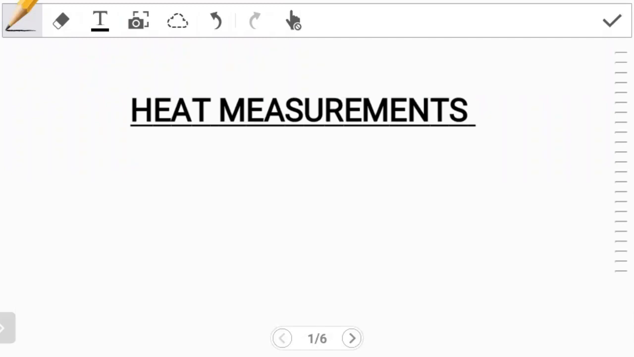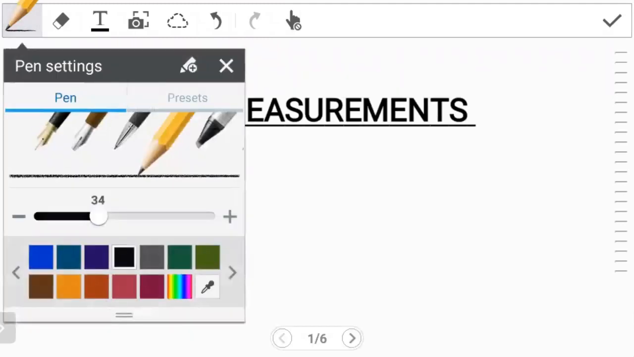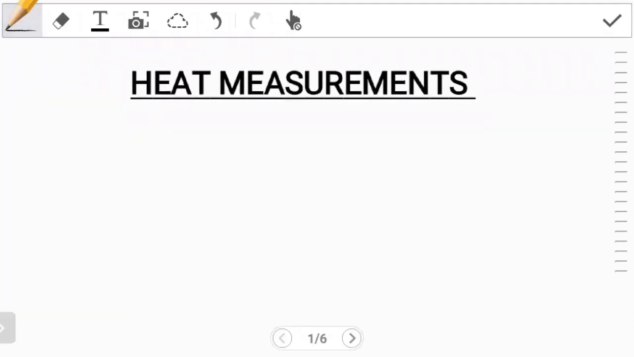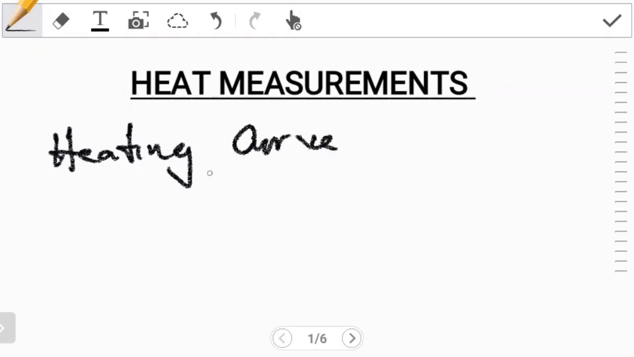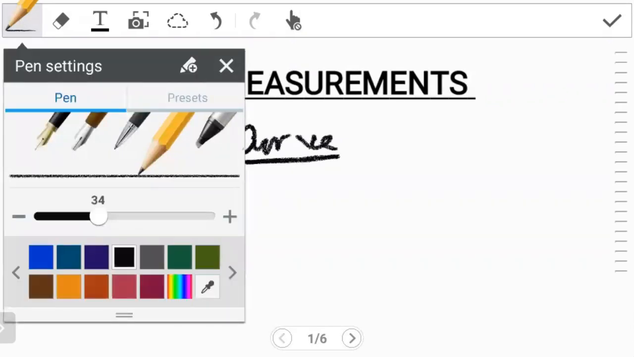Now, to introduce you to this topic, let's look at one simple description. Let's say we have what we call a heating curve. I hope you guys have looked at this before. It's a concept that is taught at lower levels. But if you haven't, don't worry, you will see exactly everything that you need in order for you to work out the questions that we're going to encounter.